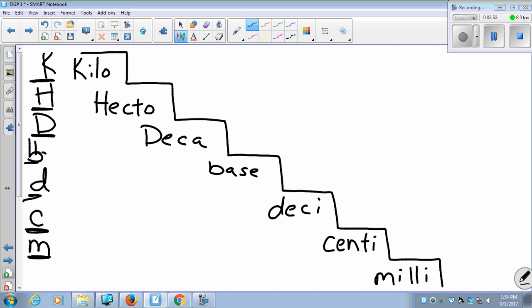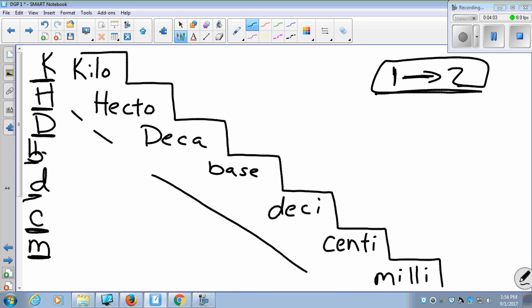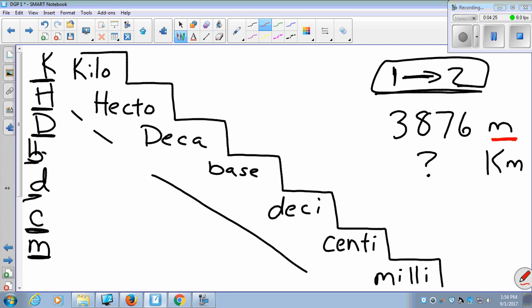All right, guys, at this point, to convert any metric measurements from one to the other, all we've got to do is use our happy little staircase here. So let's do a quick one. Let's figure out if I ran 3,876 meters, how many kilometers is that? To do so, and I'm going to switch to red ink right now, notice meters is going to be a base unit.